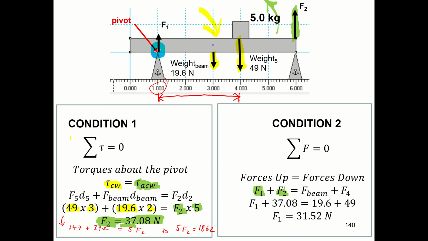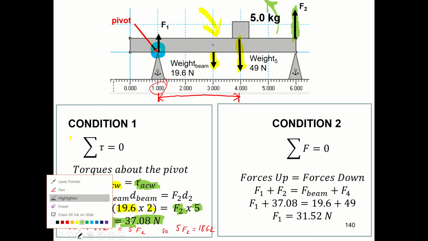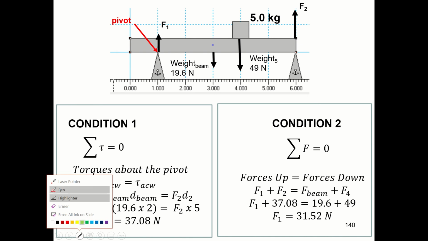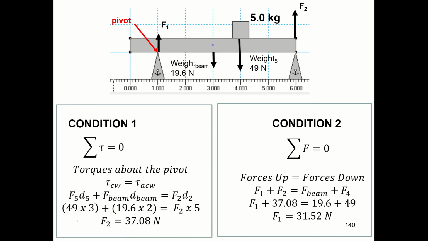So the forces going up must balance out with the downward forces. I should use a different color because this is up and down now. This is different. Anyway, the upward force is going to be F1, which we're trying to find out, plus that 37 and a bit newtons. And the downward forces are going to be 19.6 and 49. So here we solve for F1.